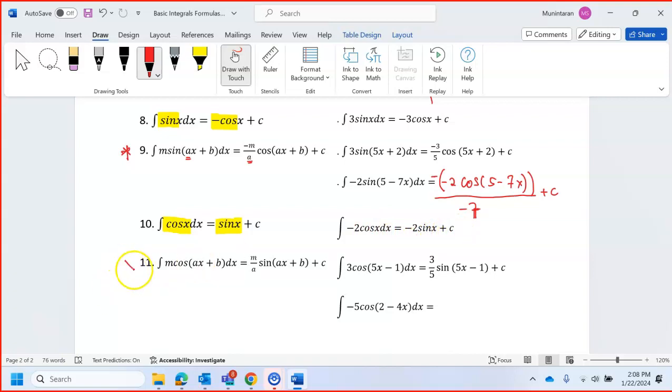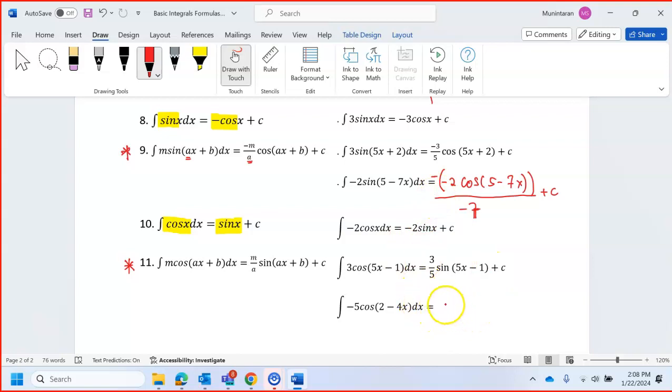Again, the most important formula is number 11. Same format. M cos of a linear function. Only linear function, ax plus b. You will not see non-linear. So m over a cos means sine of the linear factor plus your c. So 3 cos(5x minus 1), you'll be getting 3 over 5 sine(5x minus 1) plus your c.